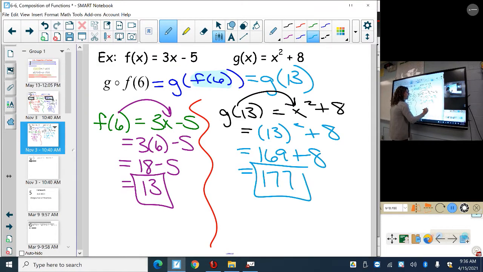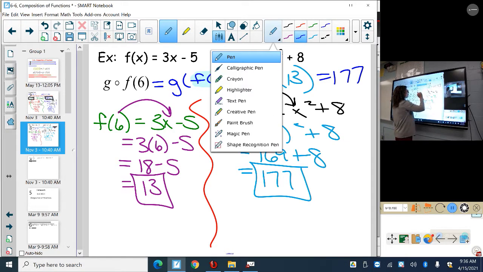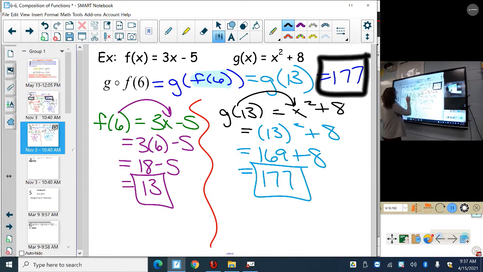That is your answer, which means that is your final answer. So 177 is g of f at 6. Okay? So we've always worked from the inside out every time.